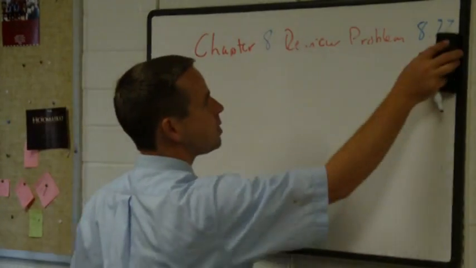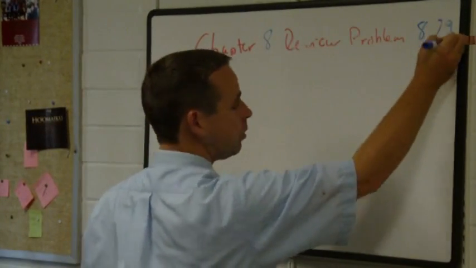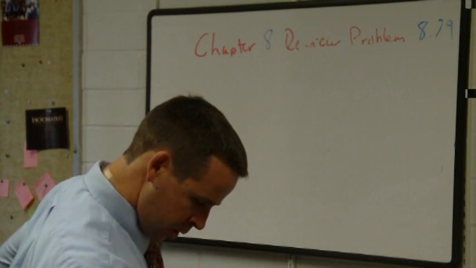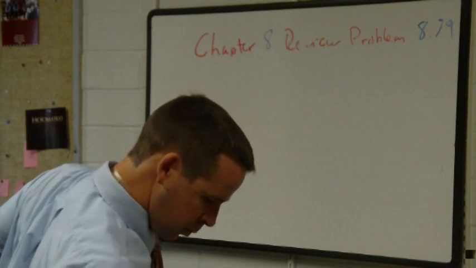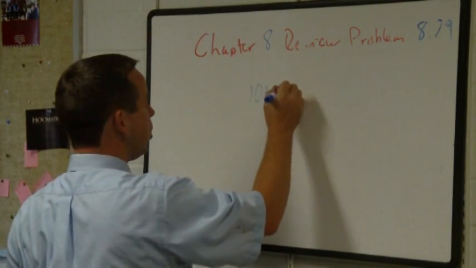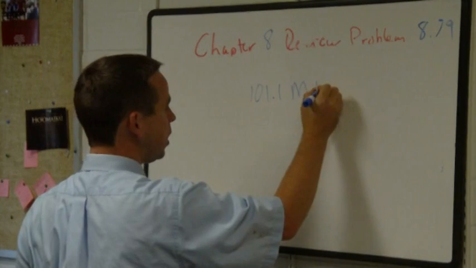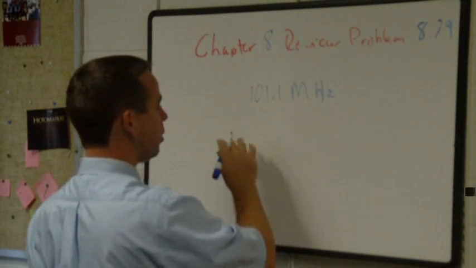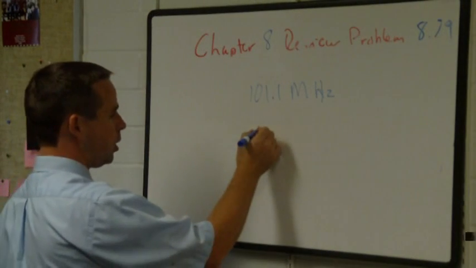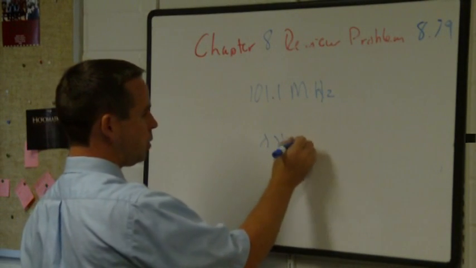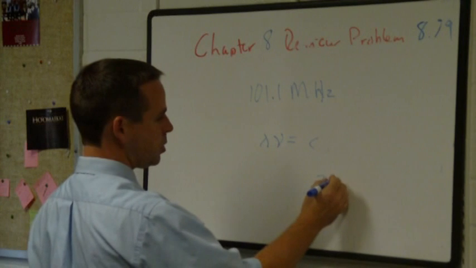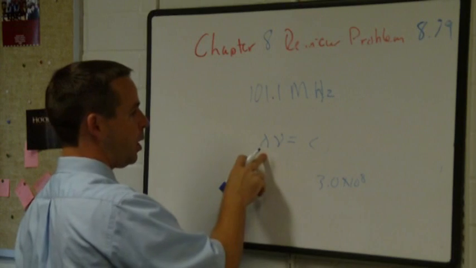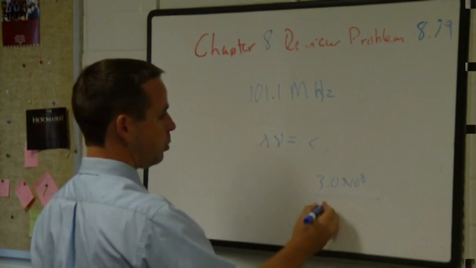879. In New York City, the radio station broadcasts at 101.1 megahertz. What's the wavelength? Again, our wavelength times our frequency equals the speed of light. Speed of light is 3.0 times 10 to the 8th. So we want to identify the wavelength this time, so we take the speed of light divided by the frequency.